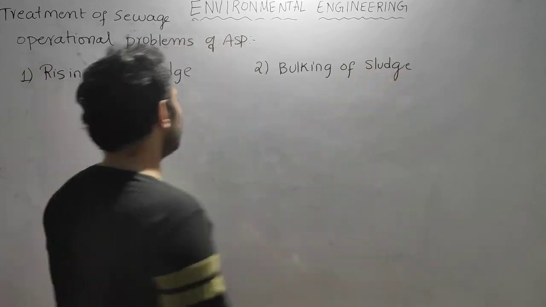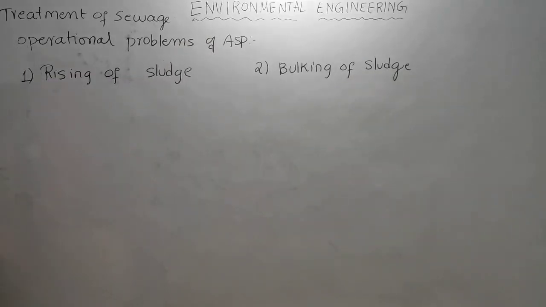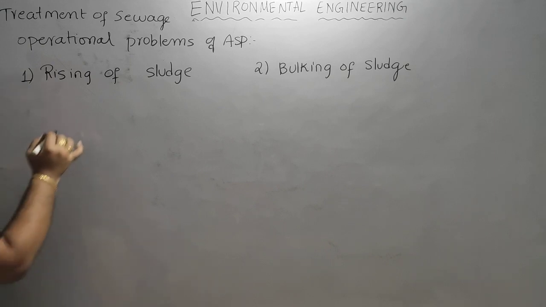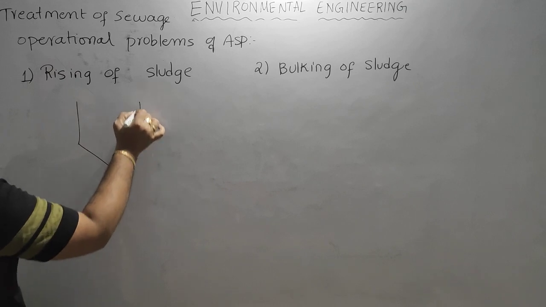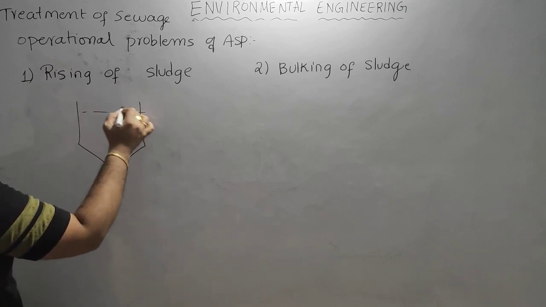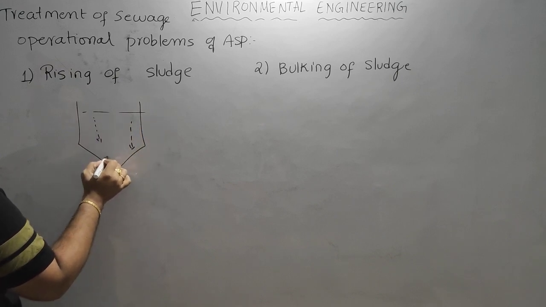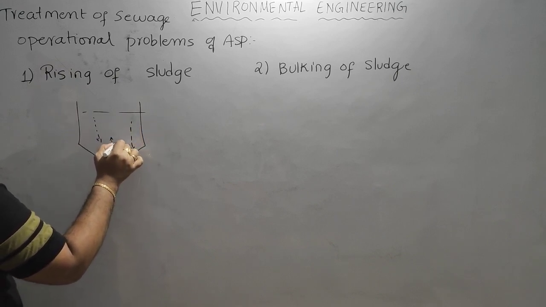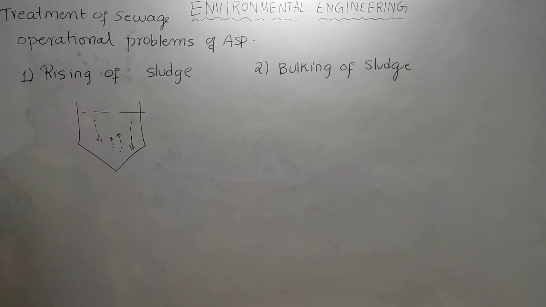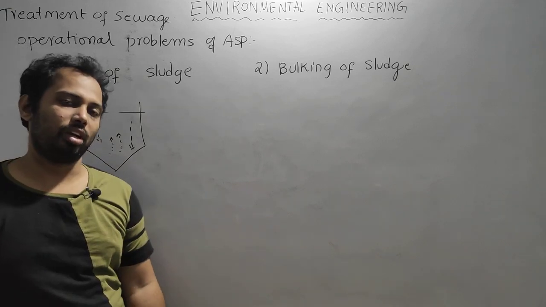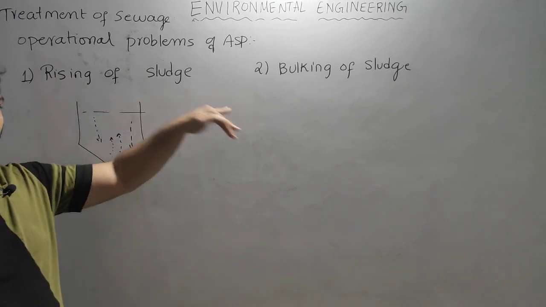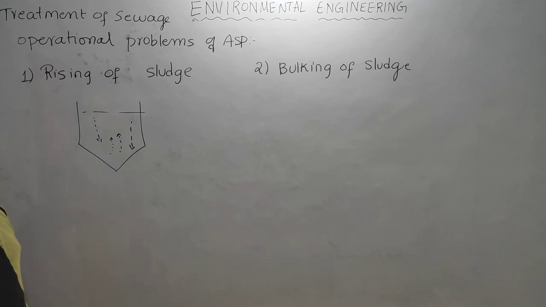See, rising of sludge means the name itself says the sludge will rise. So in the secondary sedimentation tank, the sludge has to move downwards, but instead the sludge will rise upwards. That is nothing but rising of sludge. So that sludge will go into the effluent again, which we don't want.